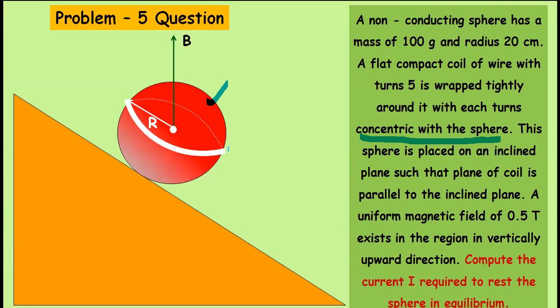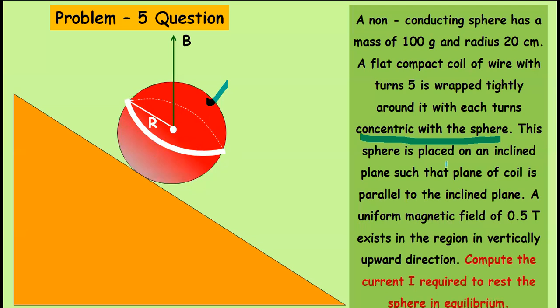Now the meaning of concentric with a sphere, each turn is concentric with a sphere. What is the meaning of concentric? Common center. You people are familiar with concentric circles. So different circles which have common center. Similarly, after I wind the coil, the center of each circular turn and the center of the sphere should be the same. That is, the center of all the turns of the coil should merge or should coincide with the center of the sphere. So that's what we mean by concentric. The center of the sphere is the center of the circular coil, a common center.